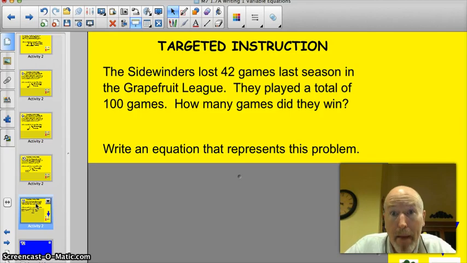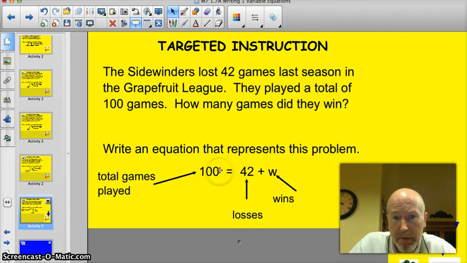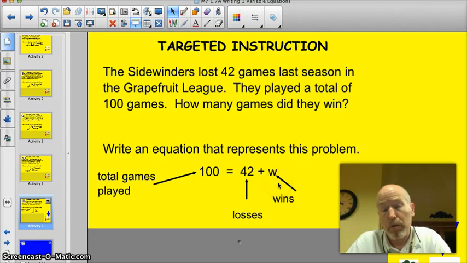Okie dokie, I'm back. All right, let's see how you did. This is the way I set it up. 100 equals 42 plus W. You could flip that around and say W plus 42 equals 100 too. Or you could say 42 plus W equals 100.